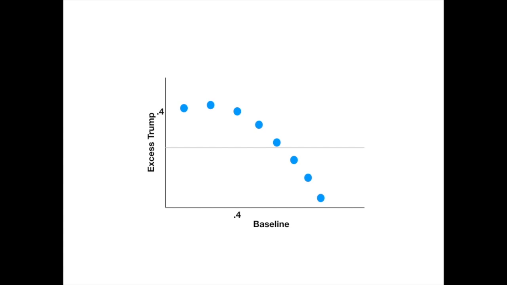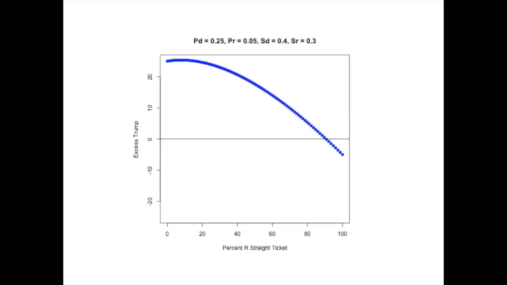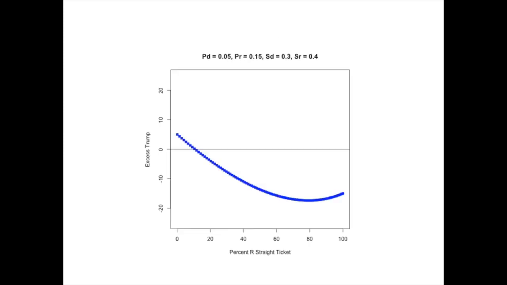We can try to calculate this for a bunch of different splits of Democrats and Republicans, say 20-80, 0-100, etc., and maybe we'll end up with a line that looks something like this. In fact, we can do that on a computer, and here are several versions of what that curve looks like. In this case, the curve looks like this when you have 25% of Democrats defecting, 5% of Republicans defecting, the probability a Democrat votes straight ticket is 0.4, and the probability a Republican goes straight ticket is 0.3. You can get curves that look like this when you just switch up those parameters.